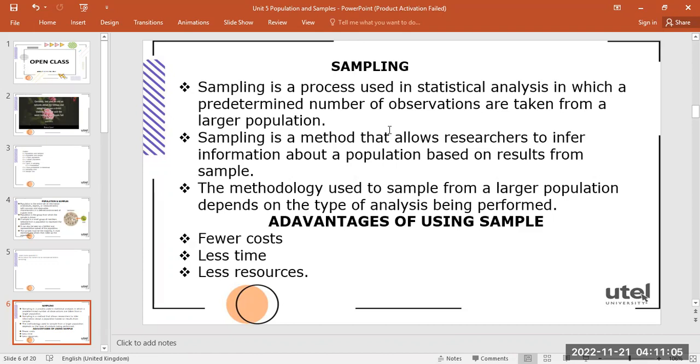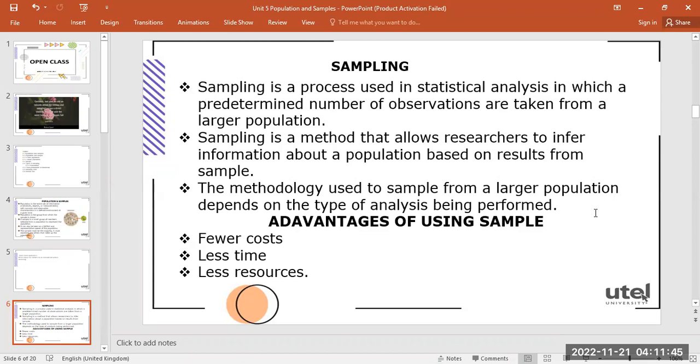So the process or the activity of actually picking out individuals or objects or entities from an entire population, which is going to serve as the basis of a statistical study or research, is what is referred to as sampling. It is important to know that sampling is a method that allows researchers to infer information, in other words, to draw conclusions and make inferences about a population based on results from the sample. Now, the methodology used to sample from a larger population actually depends on the type of analysis being performed.